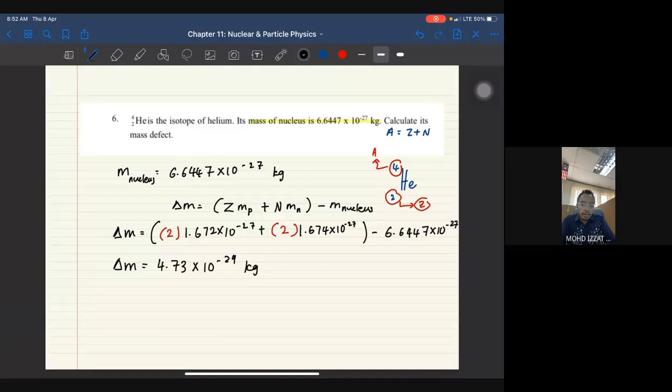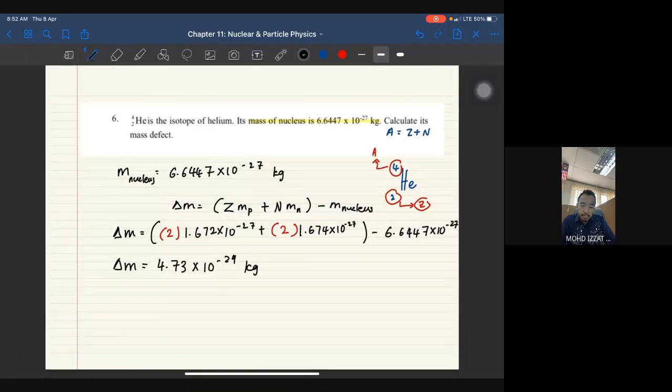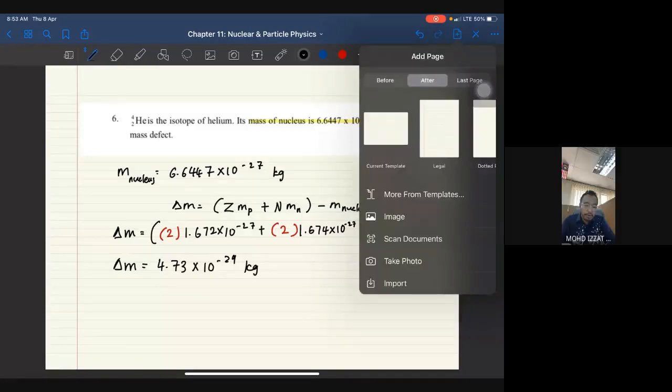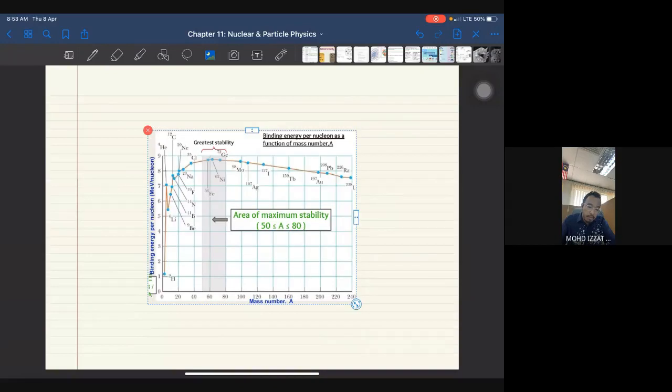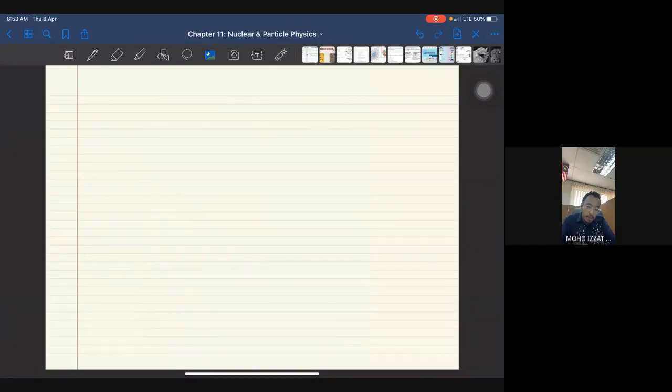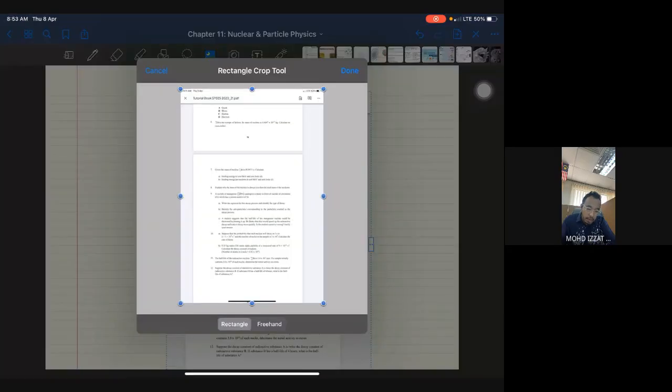Okay, any questions so far? Soalan tak? Rasanya tak ada. Okay, kalau tak ada kita cuba buat lagi satu soalan. So kita tengok question number 7 pula.